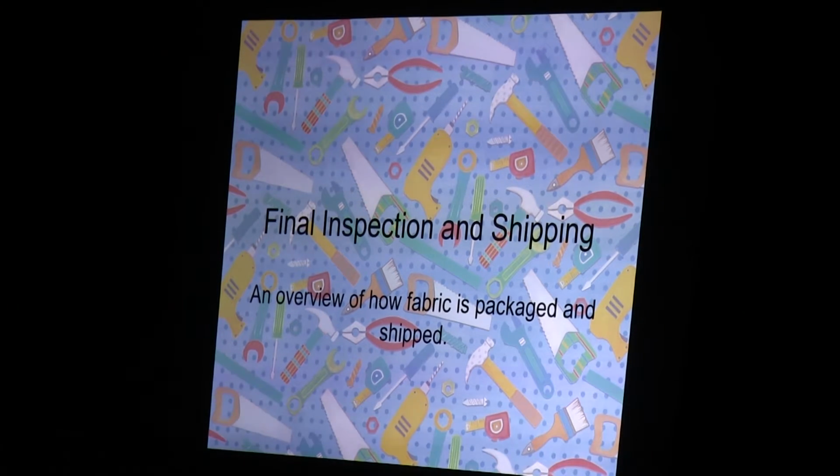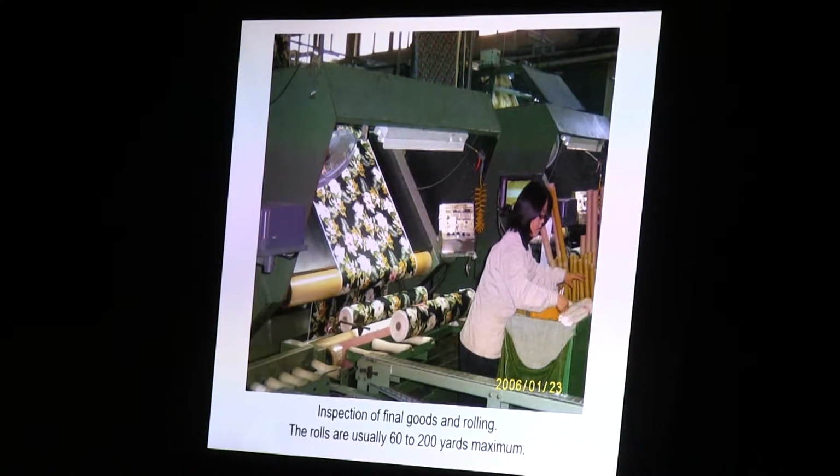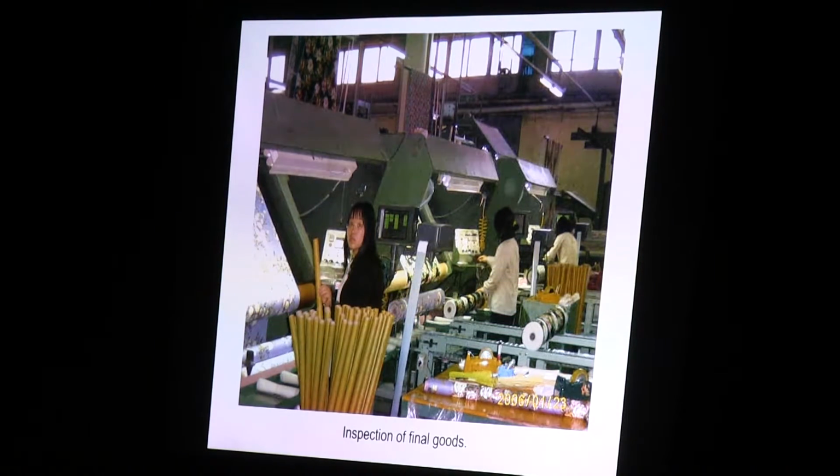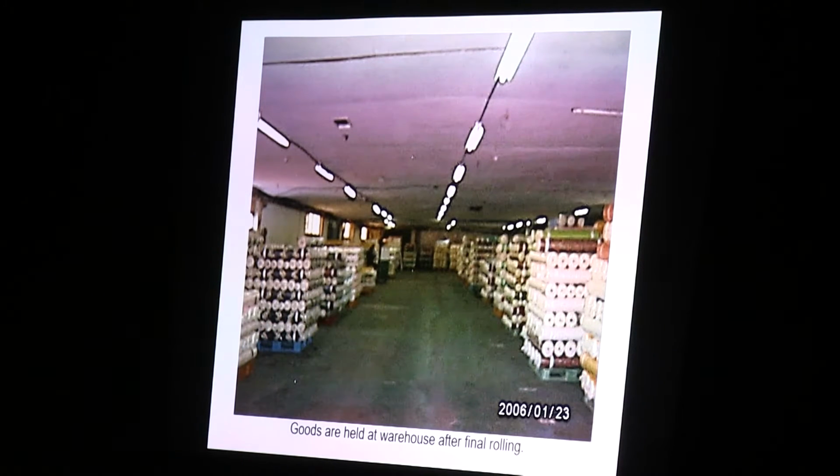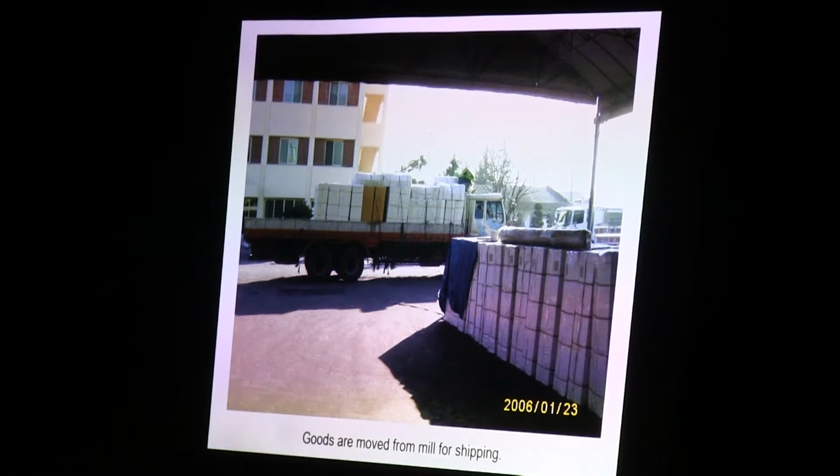Final inspection and shipping. An overview of how fabric is inspected and shipped. Inspection of final goods and rollings. The rolls are usually 60 to 200 yards maximum. They inspect the final goods. The goods are held at the warehouse after final rolling. I don't know how they don't fall down. Isn't that interesting? Heavy. The goods are moved from the mill for shipping.